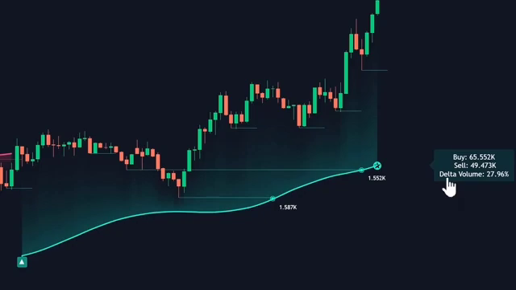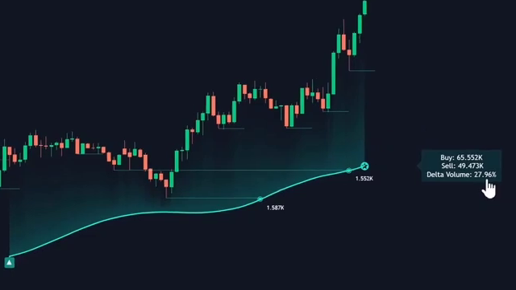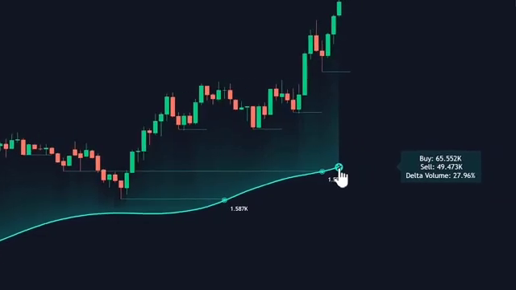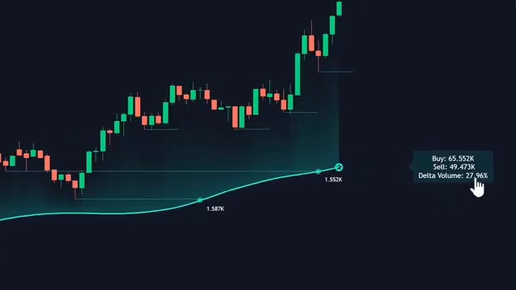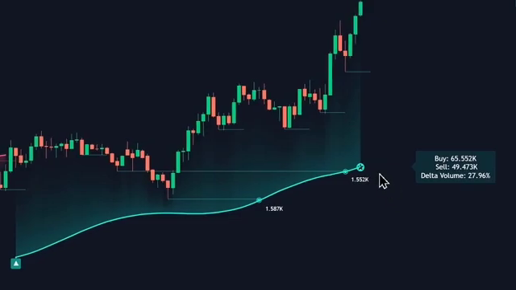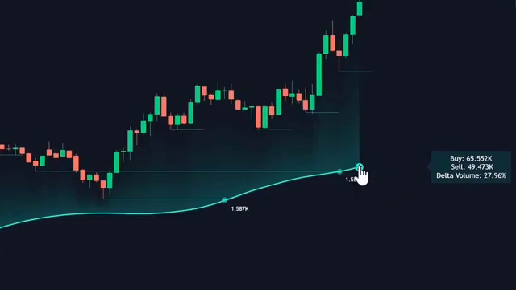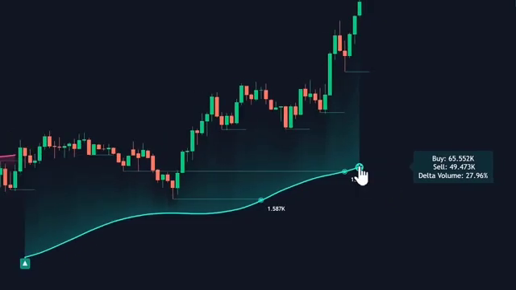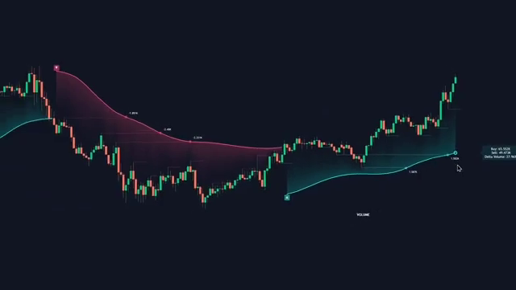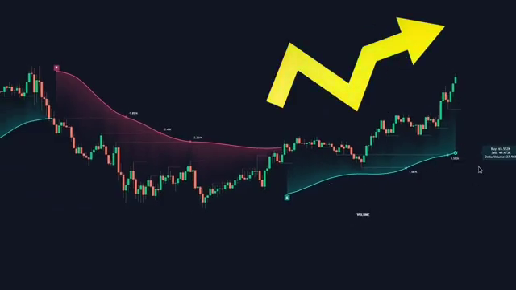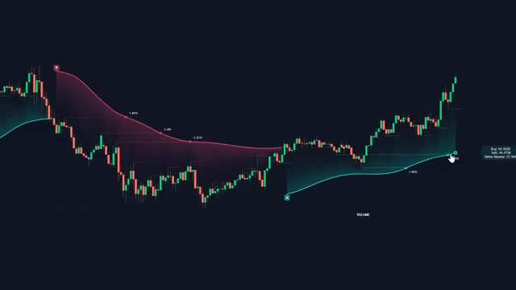Now, the delta volume is just the difference between the buy volume and the sell volume expressed as a percentage. So for this particular trend, the delta volume was 27.9%. It's essential to remember that these numbers are not overall figures. They only apply to the current trend you're in. Right now, we are in a bullish trend, which means these numbers reflect this specific bullish phase.